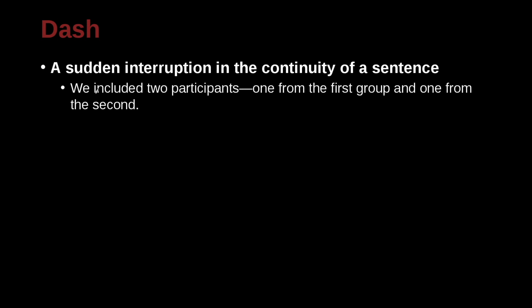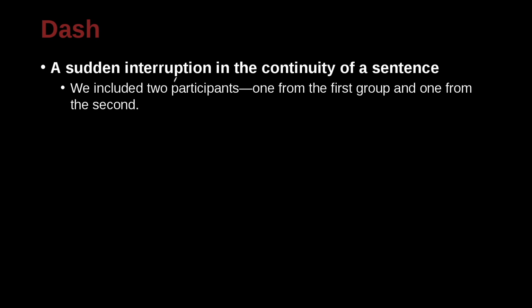Why do you use a dash? How is a dash useful? A sudden interruption in the continuity of a sentence. So if you want to change something quickly, here's an example. We included 2 participants, dash. 1 from the first group and 1 from the second.